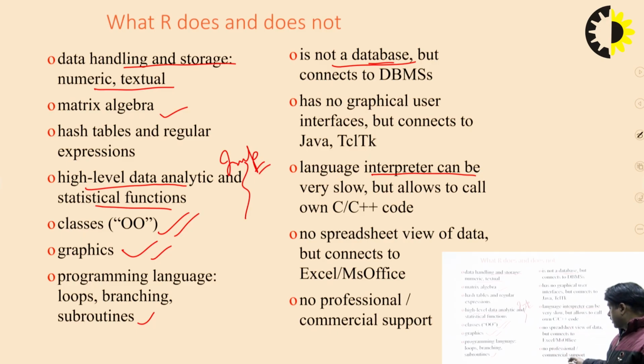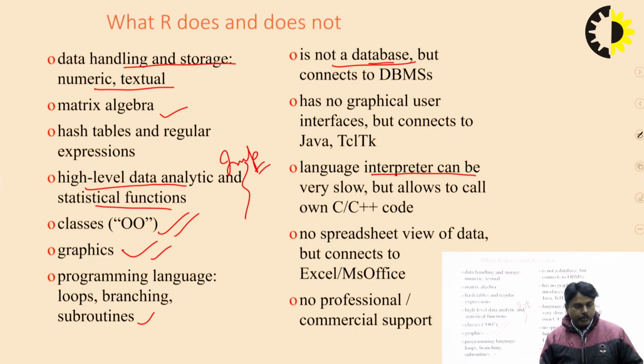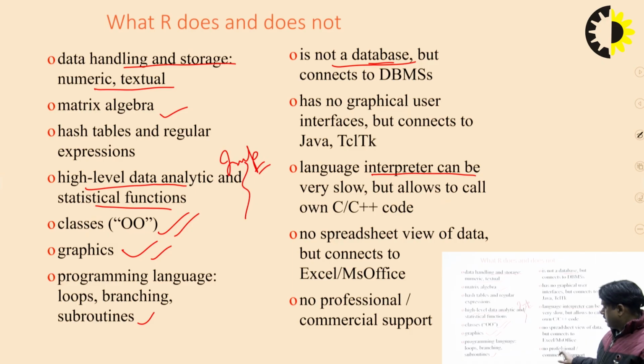No professional or commercial support is required here. Means in our case, whenever we are trying to work upon this R programming, it can be done very easily by the programmer. Those who have some specific knowledge related to programming can easily write their code, understand it, implement it in R programming and get results. So professional or commercial support is not required in this R programming.